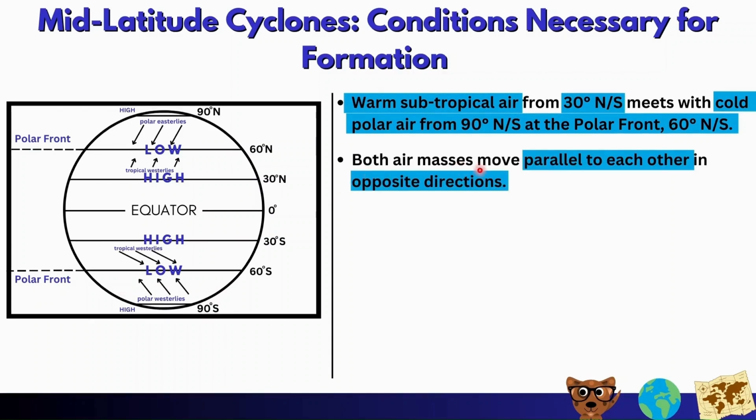Now both air masses move parallel to each other in opposite directions, as we can see in the diagram, right? They are moving parallel to each other and in opposite directions. So in the northern hemisphere, your cold polar air will move south and the warm subtropical air will move north.